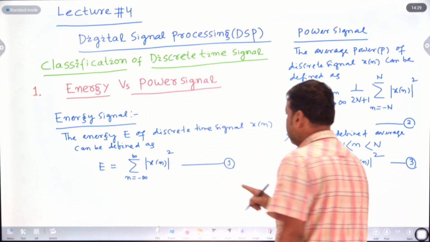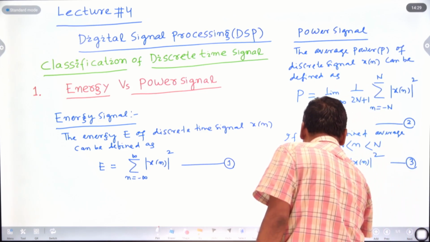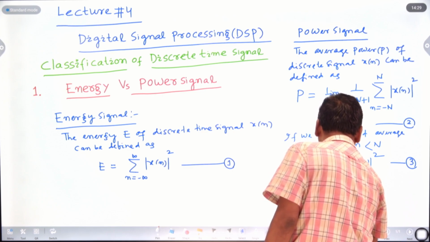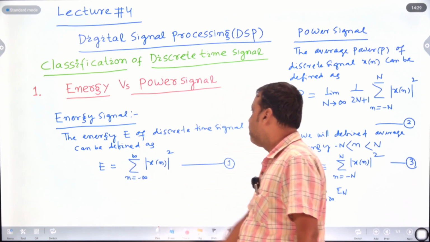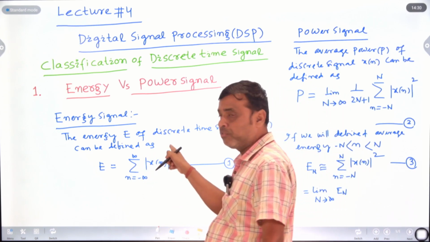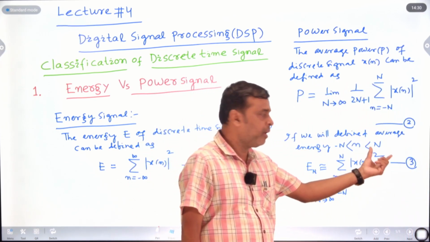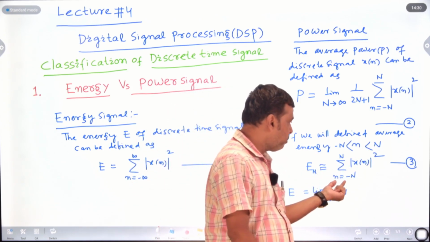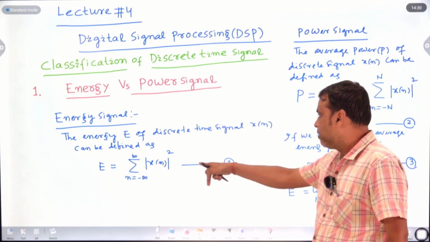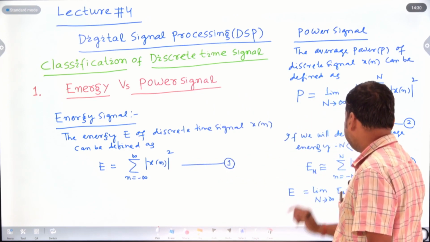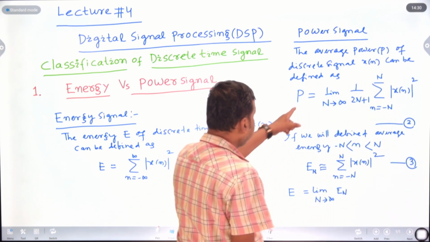What I am trying to say is, energy E, therefore equation 1 can be written as E equal to limit N tends to infinity of E N. Here the average energy E of a discrete signal x of n can be defined as the sum from n equal to minus infinity to infinity of |x of n| squared. If we consider the interval minus N to N in place of minus infinity to infinity, I can put n equal to minus N to N of |x of n| squared. So this can be written as E equal to limit N tends to infinity of E N.